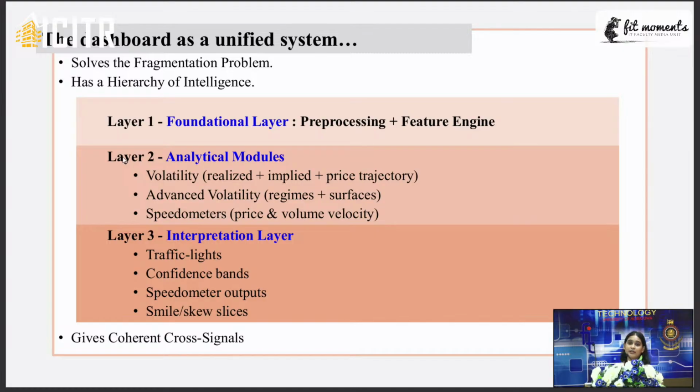And we have a hierarchy of intelligence. We have a foundational layer, some maths and machine learning, and then we have the analytical models we discussed, and also the interpretation layer, and this is where the AI part comes in. We interpret everything for you. And the best thing about the dashboard is you can cross-validate, you can cross-check between the panels. So whether the decision you are getting from the speedometers is supported by the traffic lights, like that, you can cross-check.